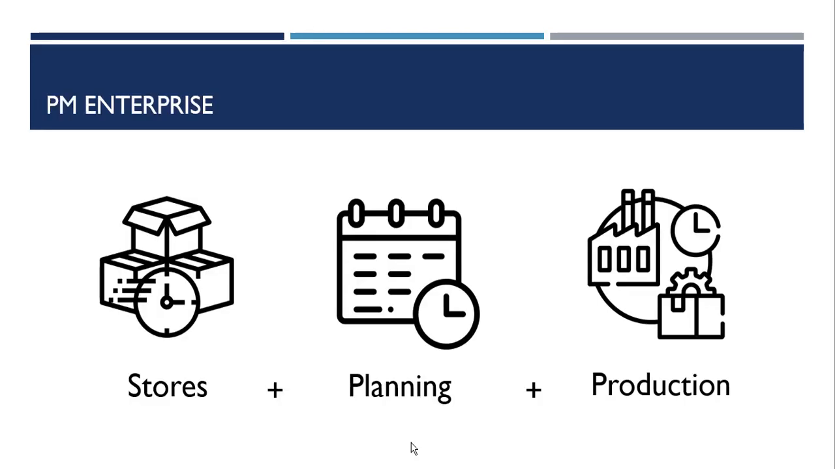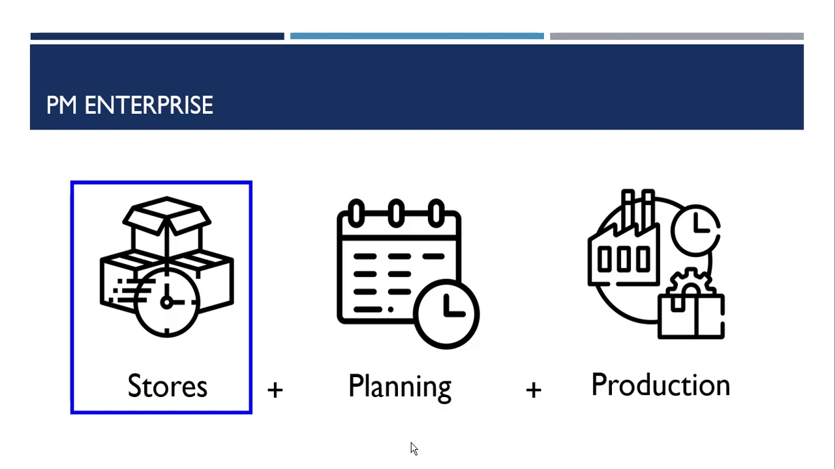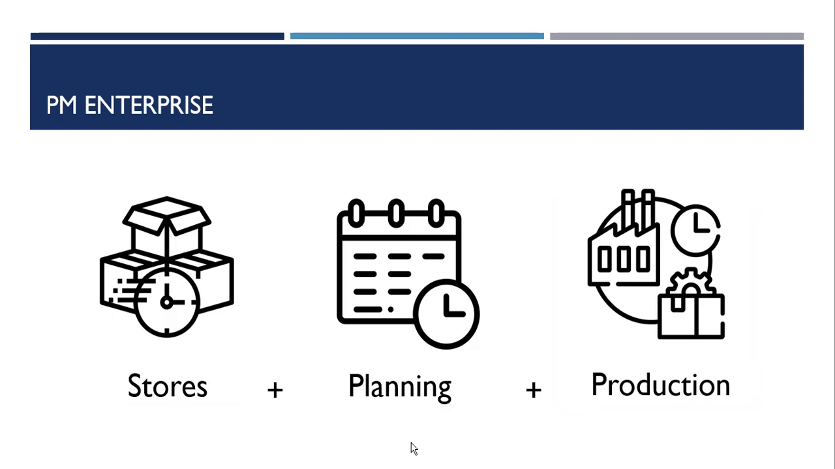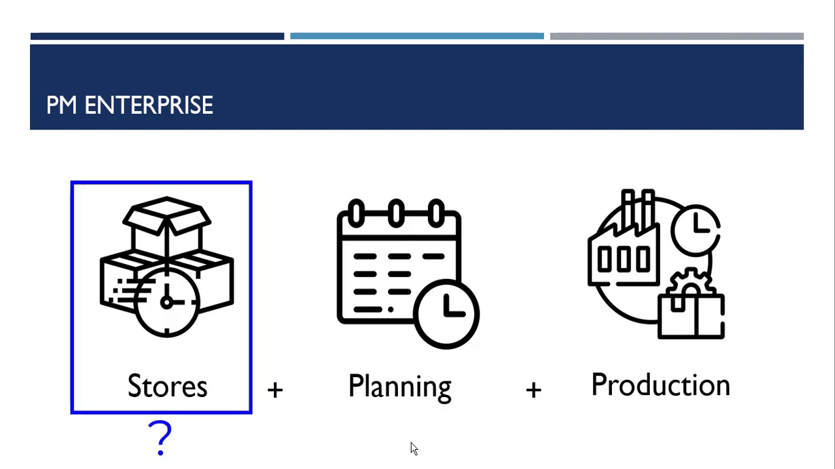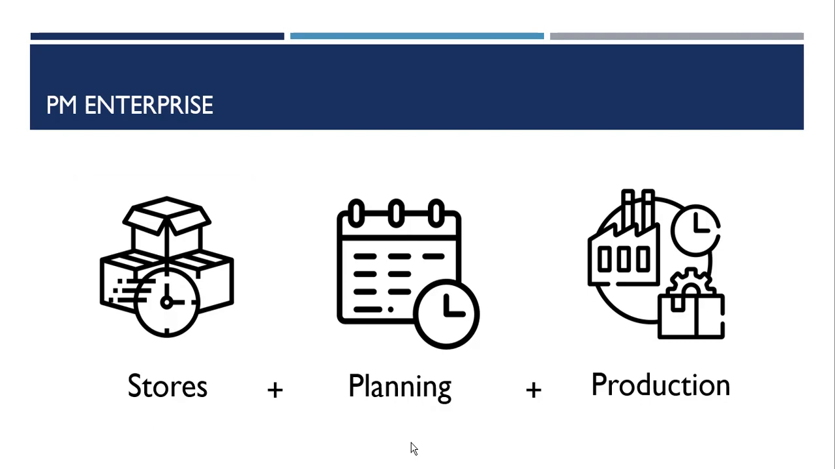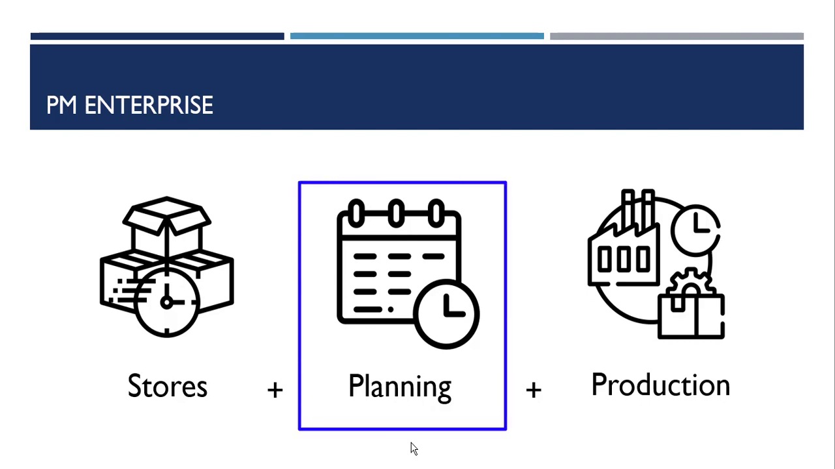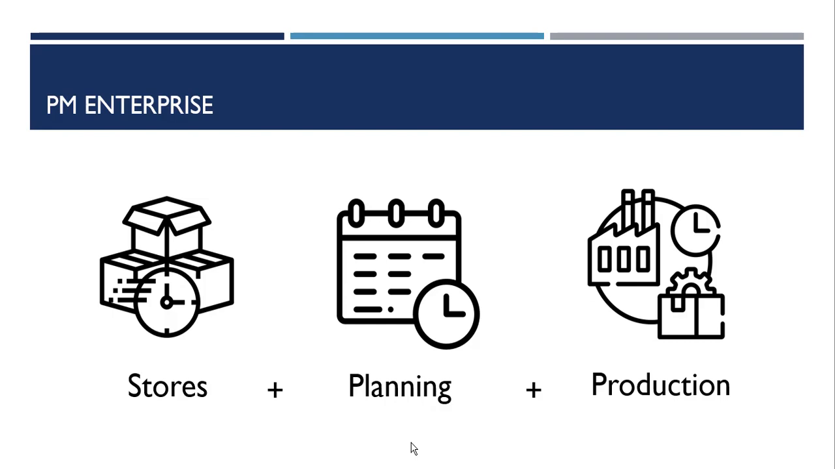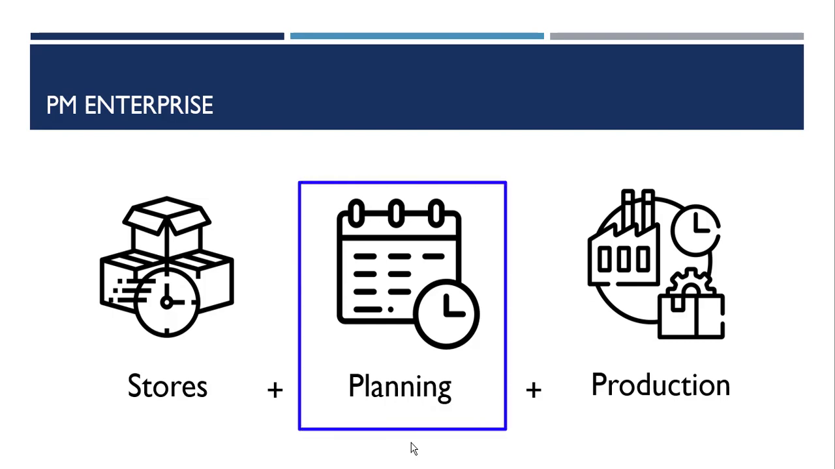PM Enterprise is a full version of software which involves stores, planning and production, where production planner can actually observe how the availability of raw material affects the production planning and the feedback from the shop floor in terms of production input updates the already created production plan.